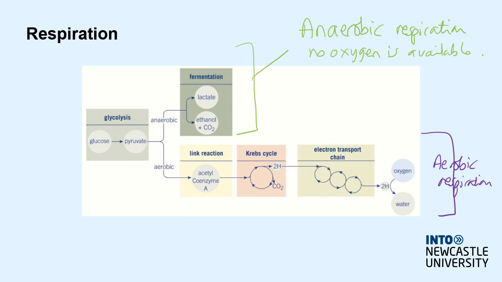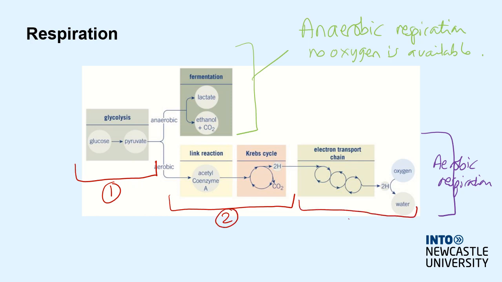And we are going to separate these stages out into 3 mini lectures. So today in this mini lecture we're going to talk about glycolysis. In the second mini lecture we'll talk about the link reaction and the Krebs cycle, and then in the third part we'll talk about the electron transport chain, which is my favorite part.